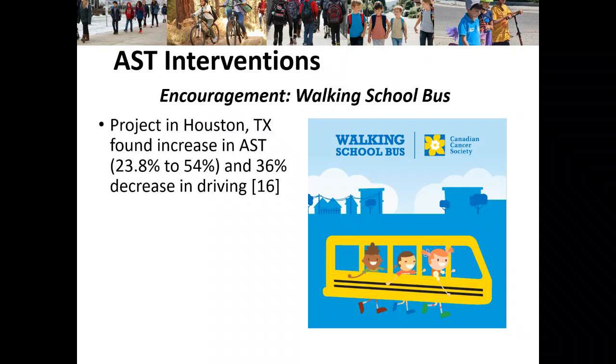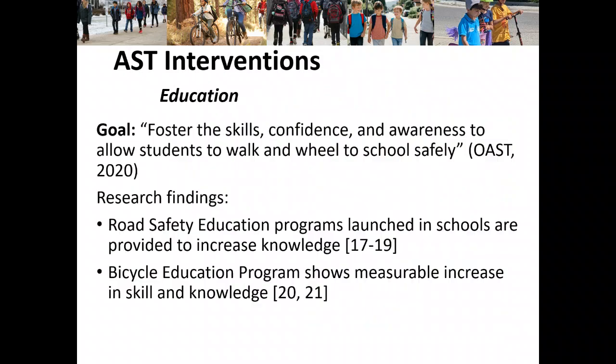Encouragement campaigns like Walking School Bus is another example, where a project in Houston found an increase in AST from 23 to 54%, and a 36% decrease in driving by implementing the Walking School Bus. And we have an awesome program here in Ontario that has been adapted for use within Ontario schools by the Canadian Cancer Society. And they're more than happy to collaborate with schools to try to train people and get that working within schools.